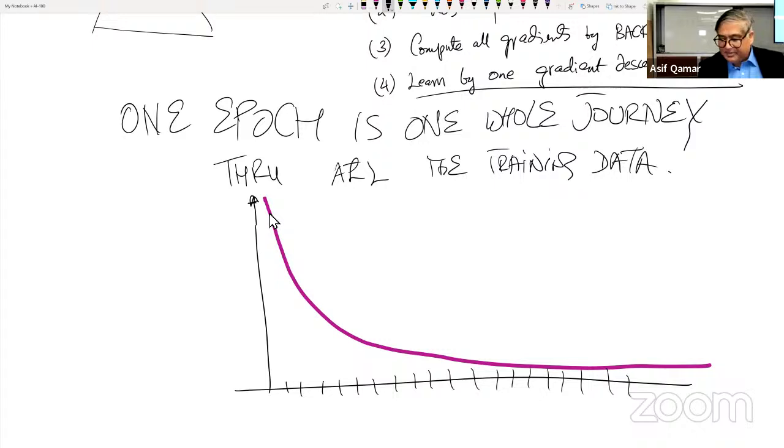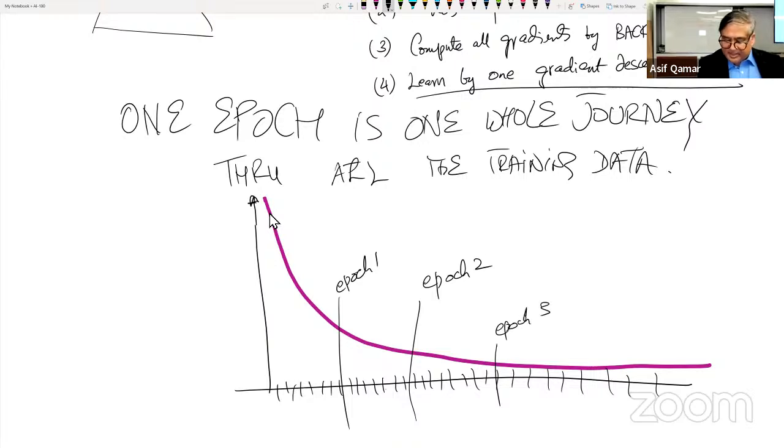Now, what may happen is, as you keep going through steps, epoch 1, epoch 2, at some point, let's say this is epoch 1, and somewhere here is epoch 2. These are the mini batch steps of learning in between. Then epoch 3.